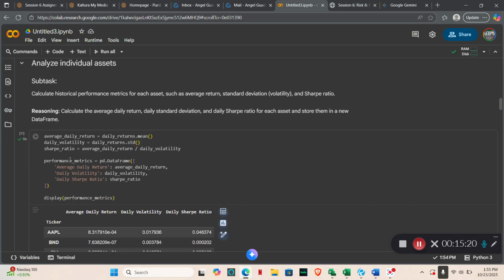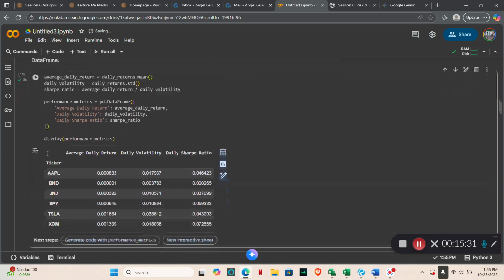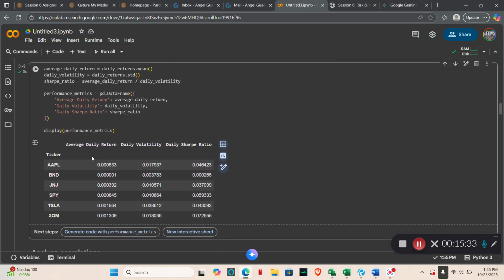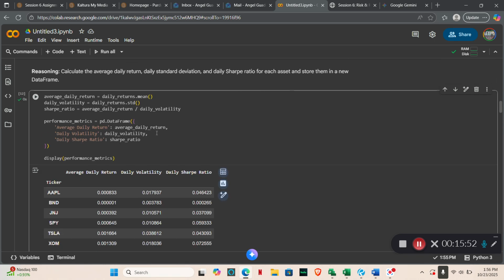So to analyze this, we simply calculate average daily return, daily volatility, and the Sharpe ratio. Our average daily return is going to be about 0.000833. BND would be about 0.0001, JJ 0.00392, and so on and so forth. So these are our daily volatilities and the ratios, and these are our formulas to find this out.